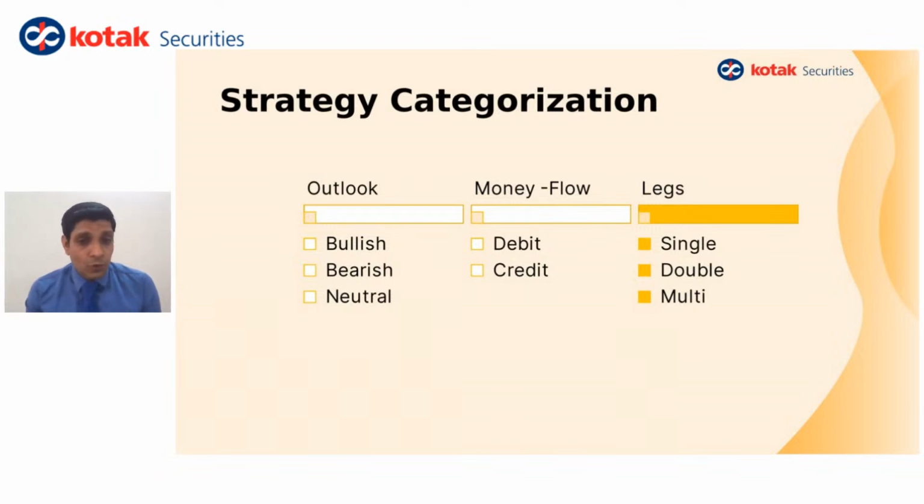The second is the money flow, whether you're going into a debit strategy or a credit strategy. What does this mean? Are you comfortable with writing options? So let's say, are you comfortable with writing short straddles or strangles, or rather, would you just buy? You're a major buyer in the market, buying options, and are not comfortable with selling options, because the risk in selling options is very high compared to buying options, because as you all know, the maximum loss in buying options is only the premium that you lose.